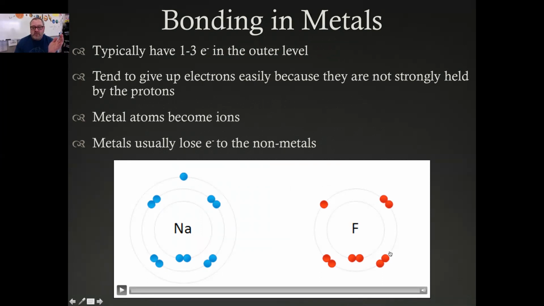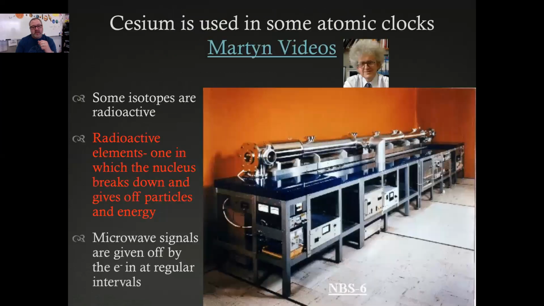Fluorine has 7 electrons. It wants to gain 1. And once it gets 1 from sodium, then fluorine is happy because it has 8. And then it becomes more negatively charged. Fluorine is negatively charged. Sodium then as an ion becomes positively charged, and they stick together because of electrostatic interactions.